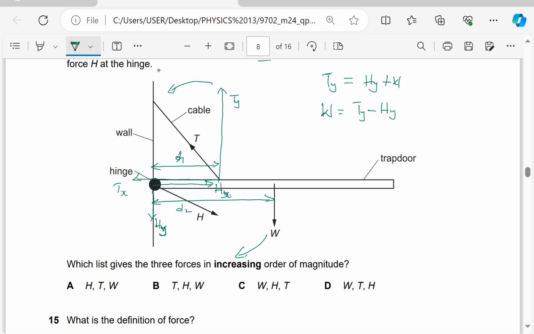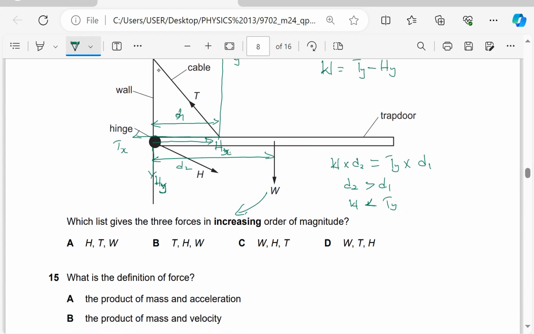So taking moments about the hinge, W times its perpendicular distance, which is D2, that is clockwise, is equal to the vertical component of tension, which is Ty, times its perpendicular distance D1. But remember, when you look at the diagram, you notice that D2 is greater than D1. If D2 is greater than D1, the only way the products will be equal is when W is less than Ty. So W must be less than the vertical component.